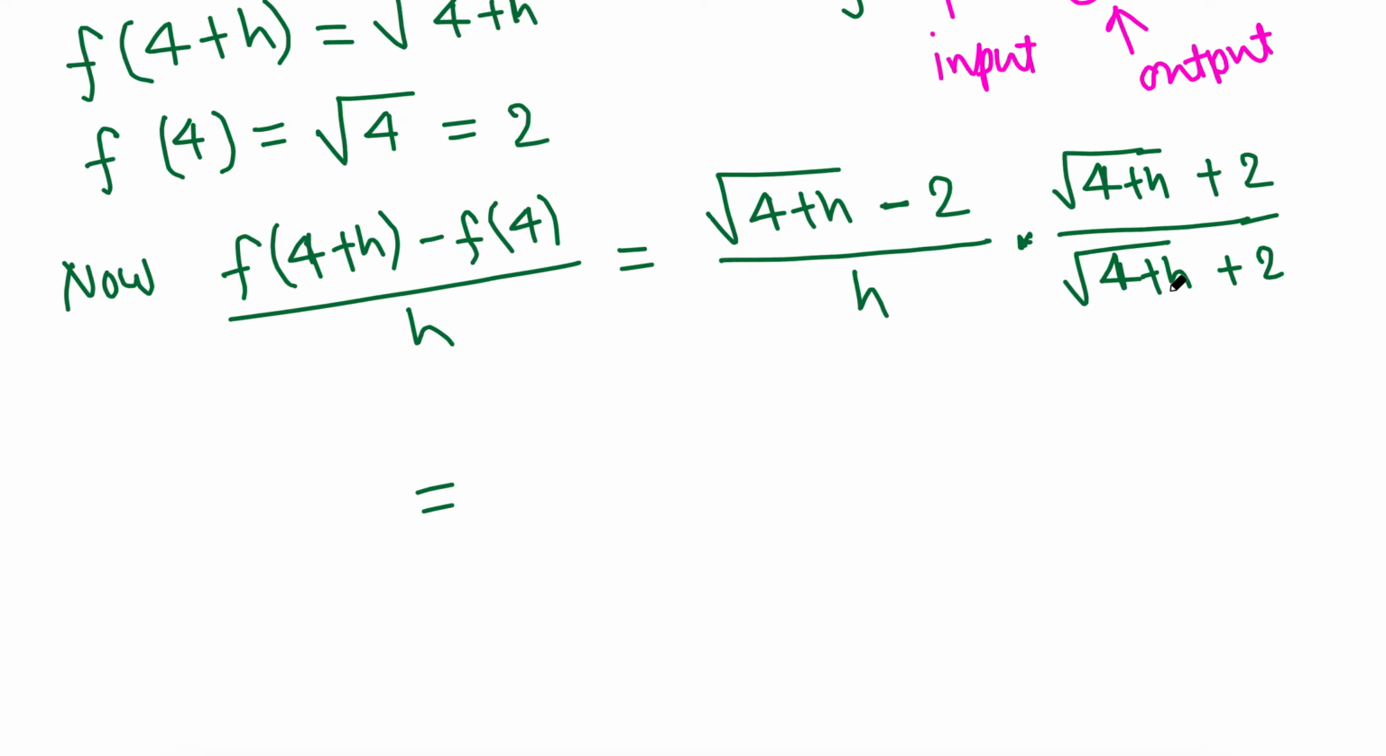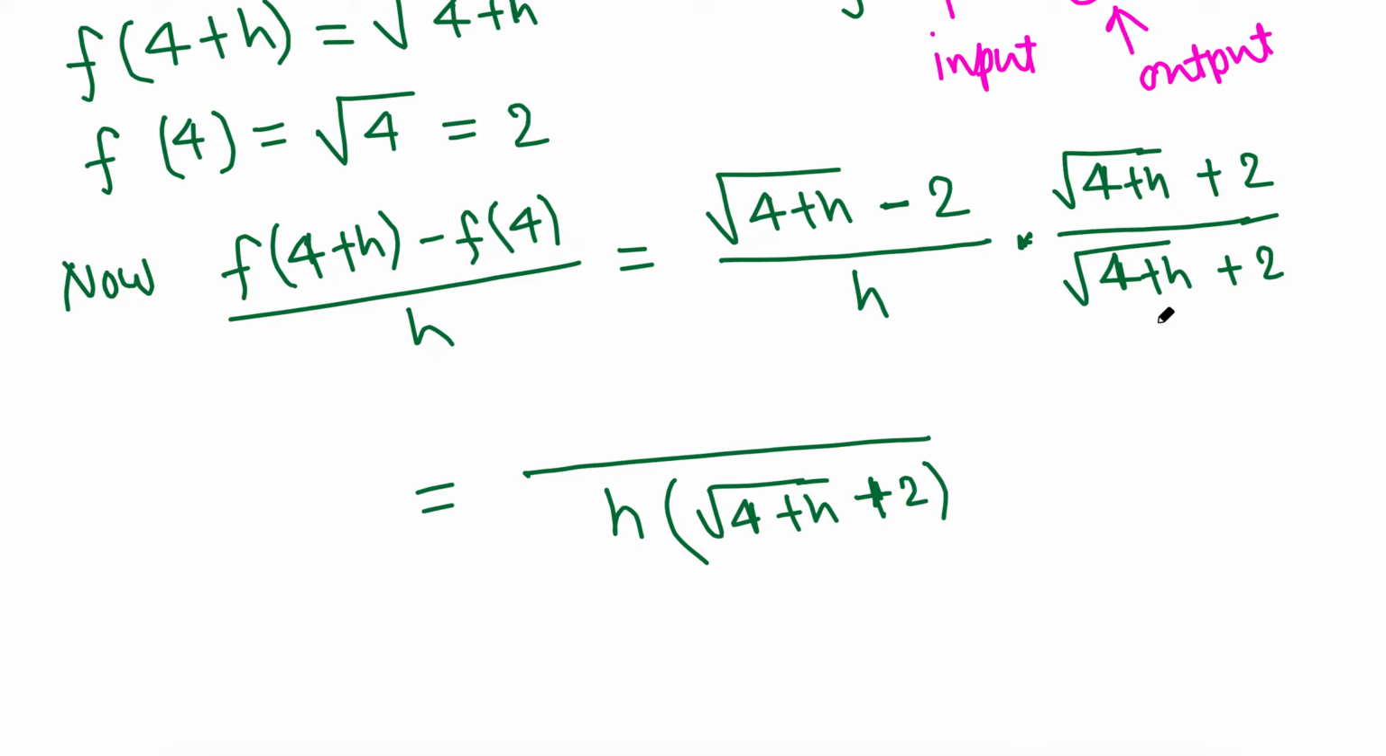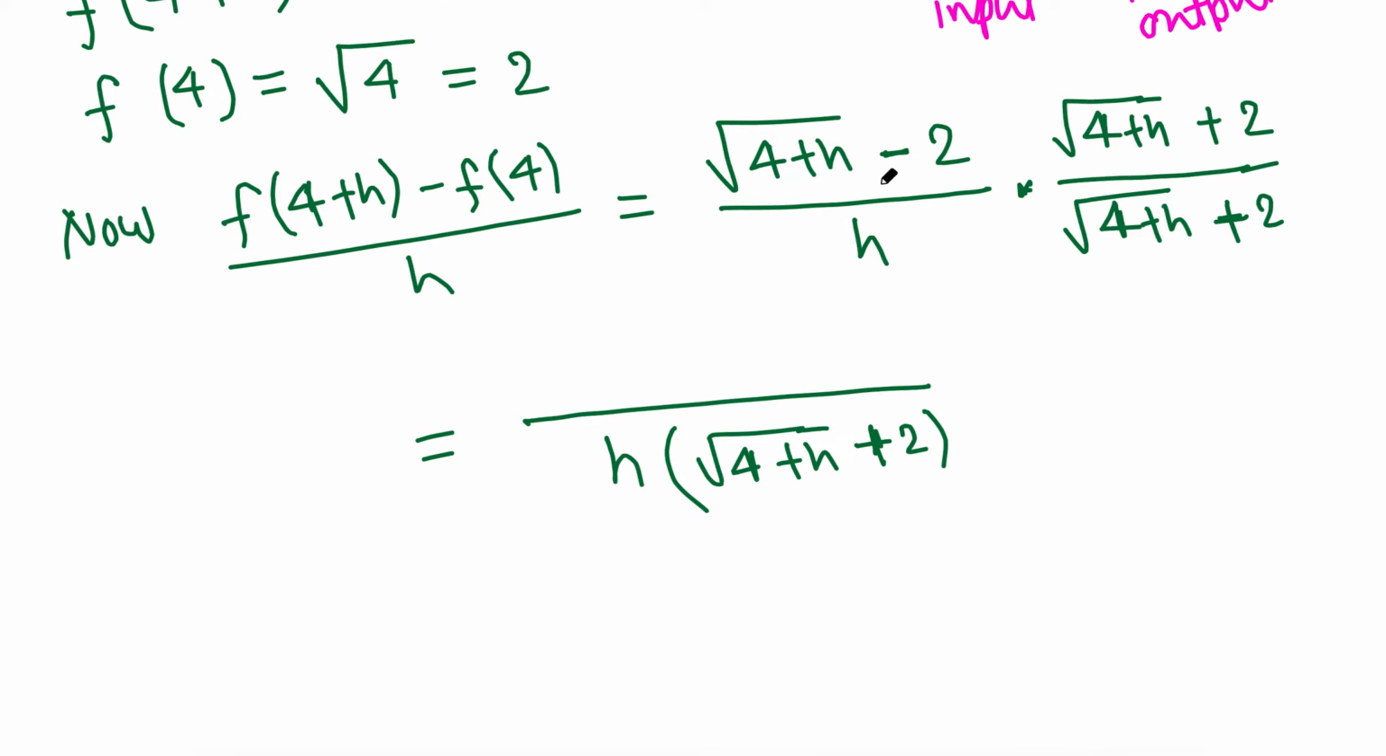Now there is no issue on the bottom. We multiplied top and bottom by this because we had a minus in the middle and a square root. So just keep writing whatever we have on the bottom: h times the quantity square root of 4 plus h plus 2. We need parentheses because we have two terms; plus means two terms. On the top we need to multiply. The whole purpose of multiplying by this conjugate is to get rid of the square root.